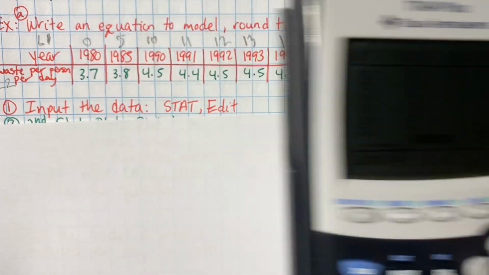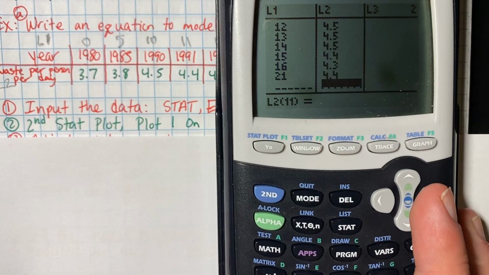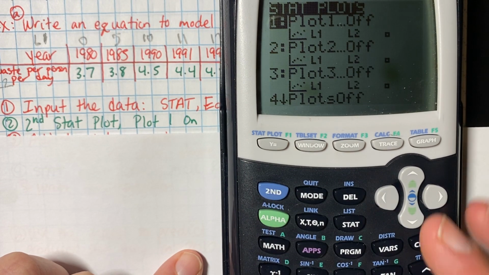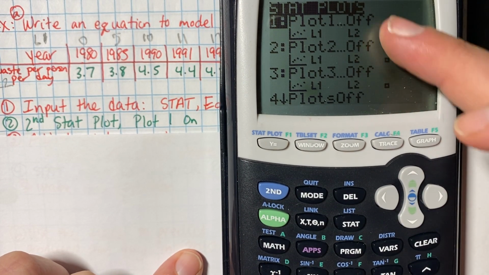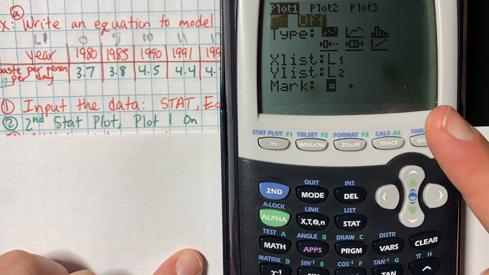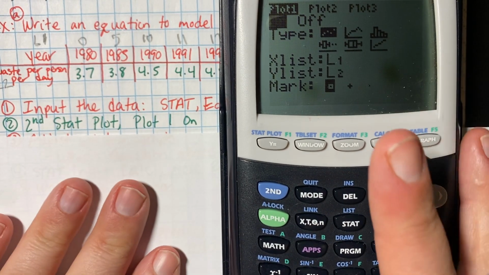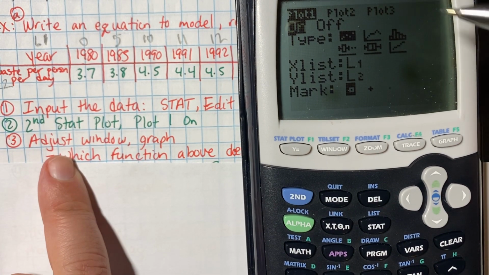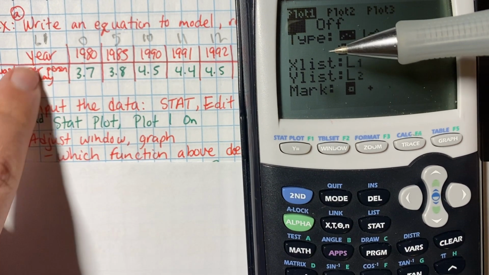Okay. All right, number 2, you're going to push second stat plot. You're going to make sure your plot is on. Mine is off. On. Okay. All right, that's it. Adjust your window. Make sure it's on L1 and L2 because that's where we put our data.